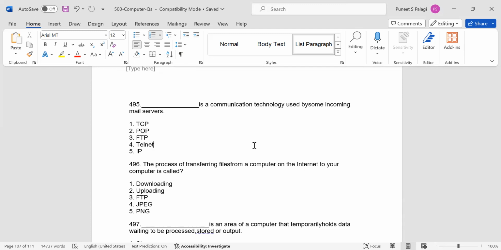Dash is a communication technology used by some incoming email servers: TCP, POP, FTP, Telnet. It is POP.